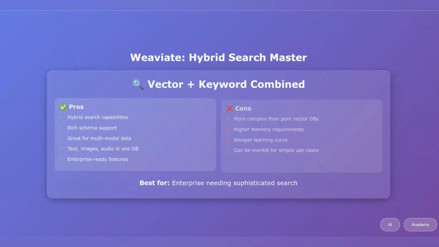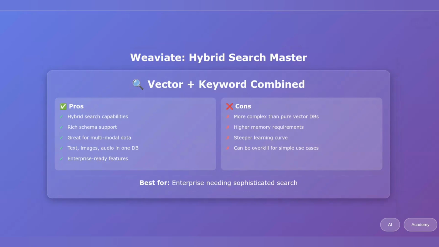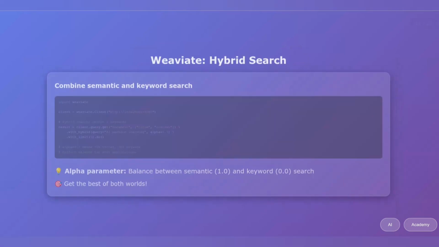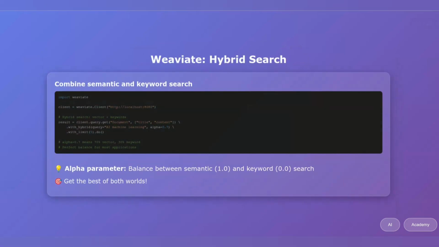Weaviate combines vector and keyword search. It's like having Google and semantic search in one. Pros: hybrid search capabilities, rich schema support, great for multimodal data. Cons: more complex than pure vector DBs, higher memory requirements. Best for enterprise startups needing sophisticated search capabilities.